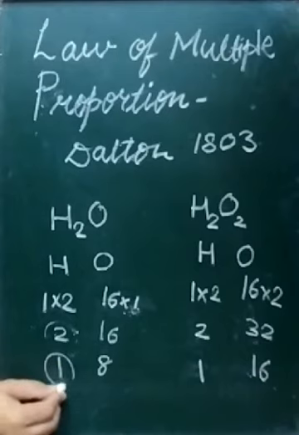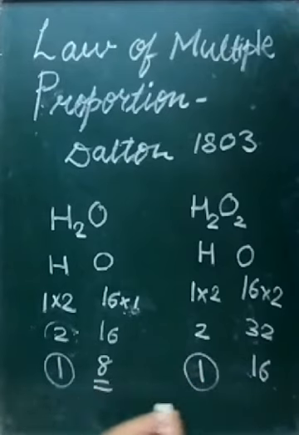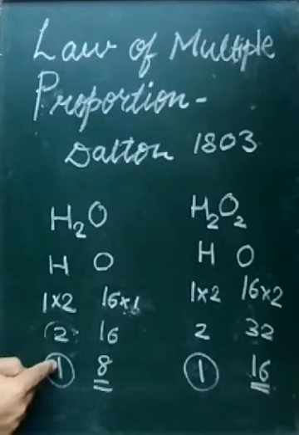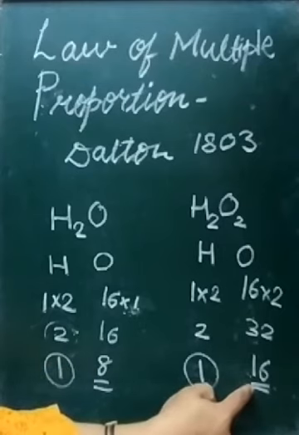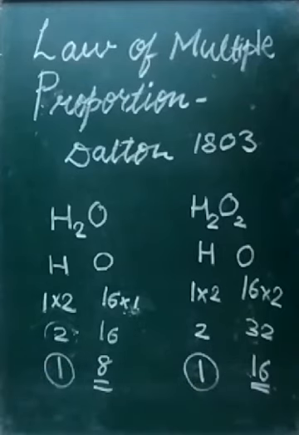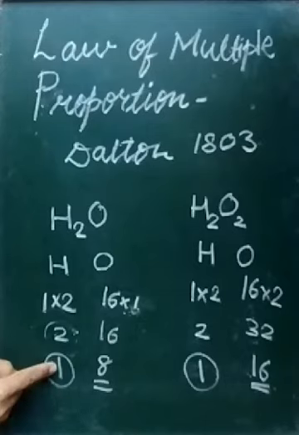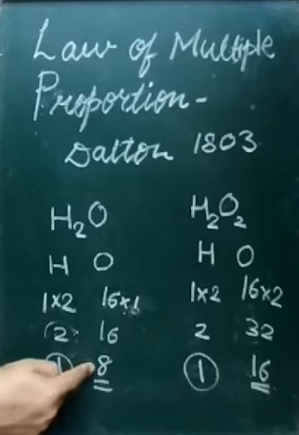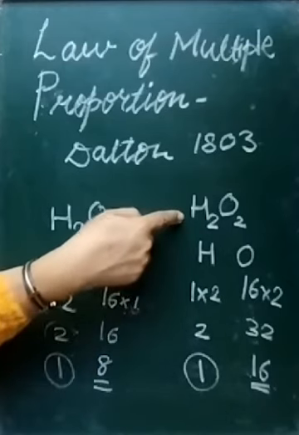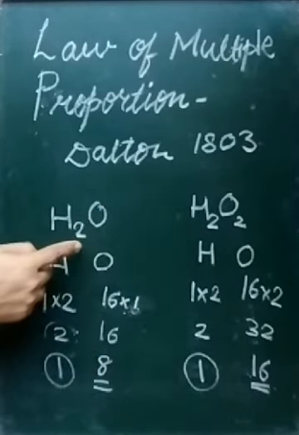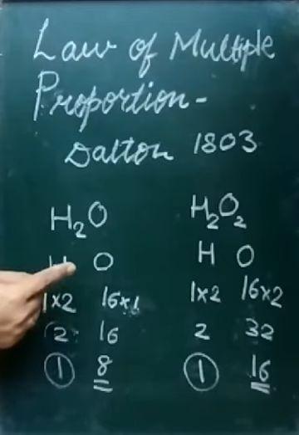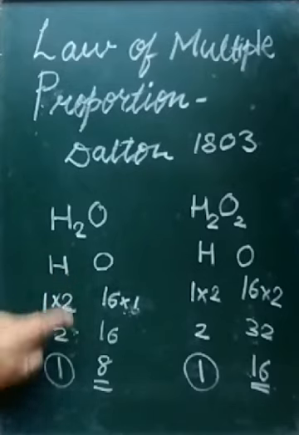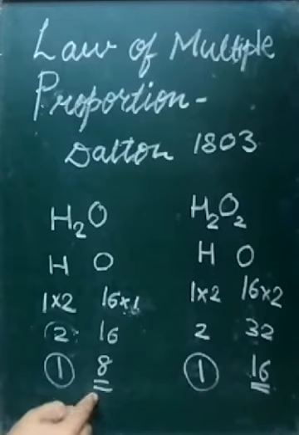So a fixed mass of hydrogen is combining with different masses of oxygen. We find that in such conditions, one of the elements is combining with a fixed mass to different masses of another element, forming two different compounds. Then the different masses of the other element bear a simple ratio.